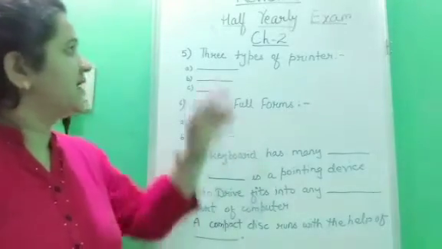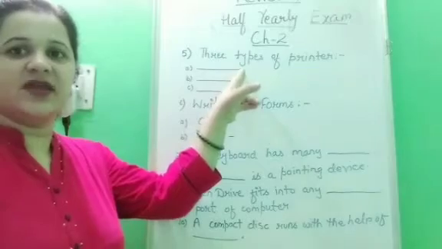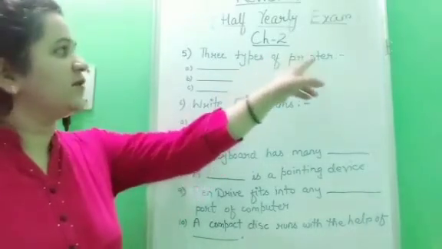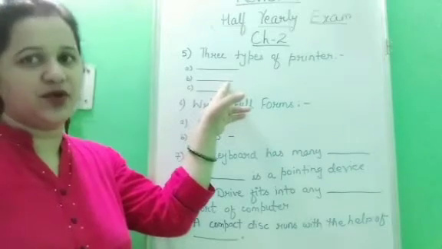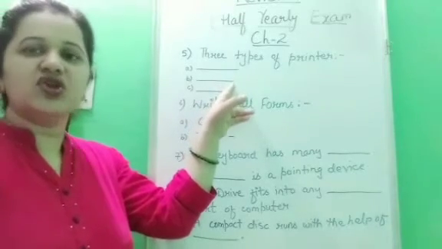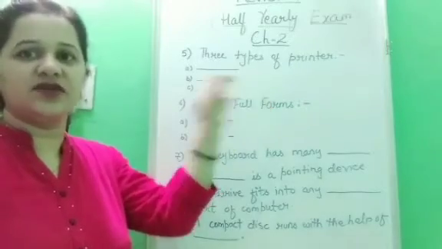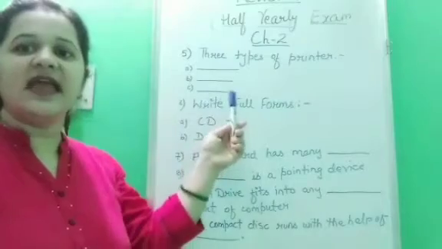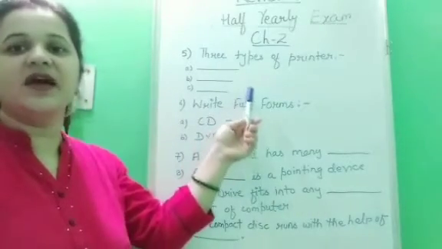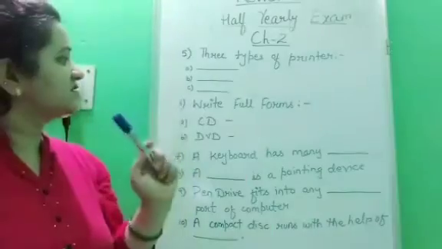So you will write down DOT, dot, MATRIX, matrix printer. Spelling of printer is here. Okay. Next you will write down inkjet printer, INK, ink, JET, jet, PRINTER, printer, inkjet printer. Next you will write down laser printer, LASER, laser, PRINTER, printer. Okay children. Now come to the 6th question.